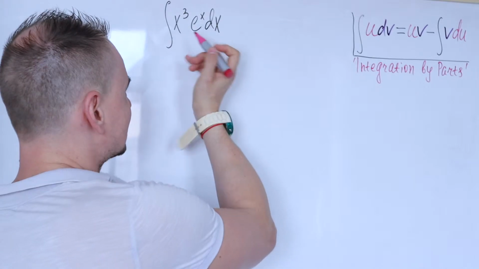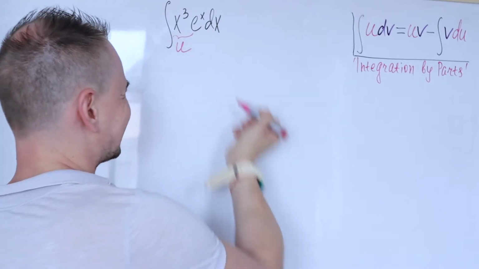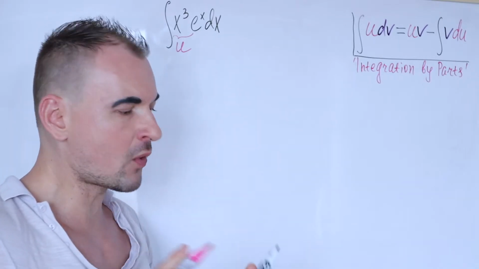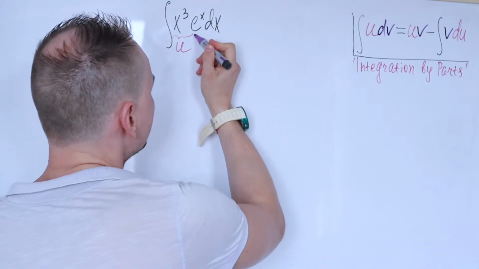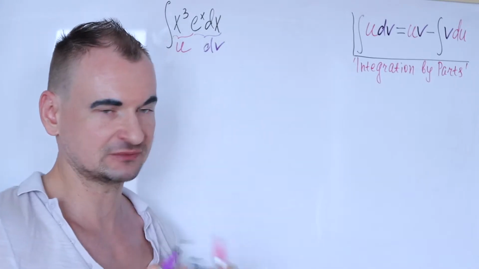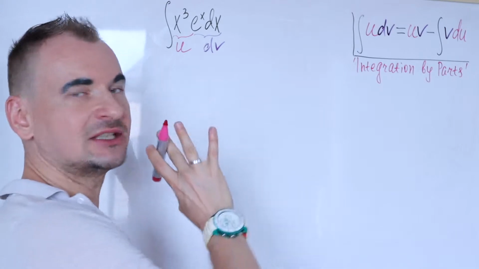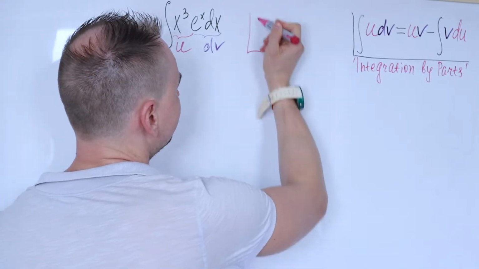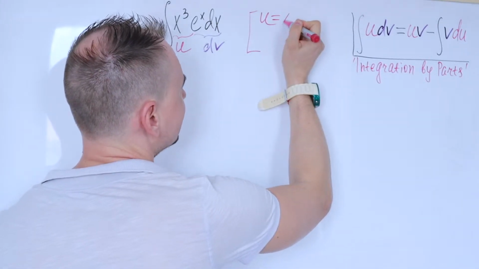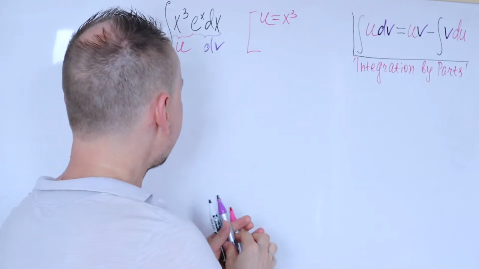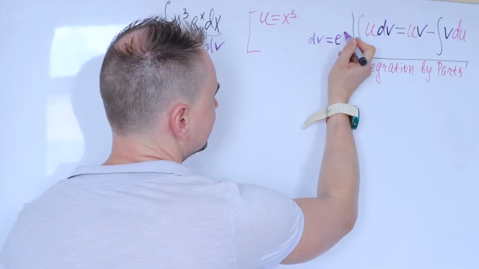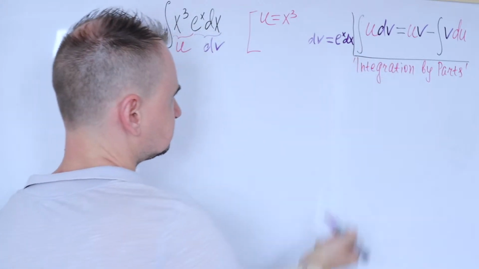So in this case, x cubed is going to be your u expression. Automatically, what's left over, including dx, is going to be your dv. So e to the x dx is going to be your dv expression. Now, let's write it off to the side. So we define u to be x cubed, and dv is e to the x dx.